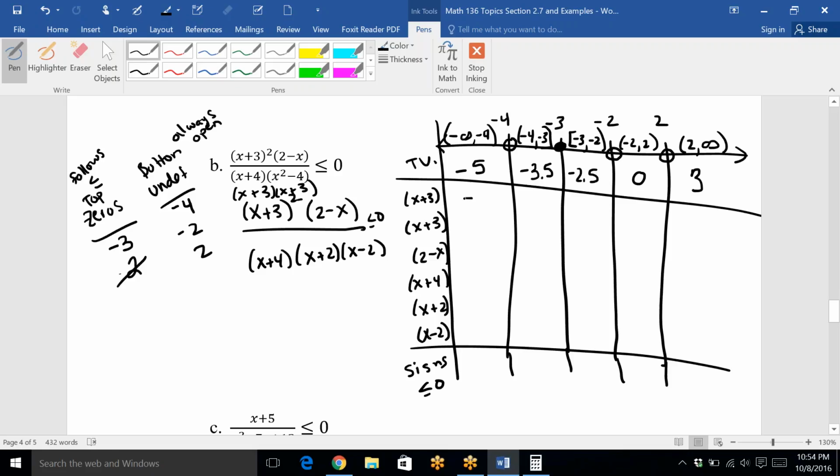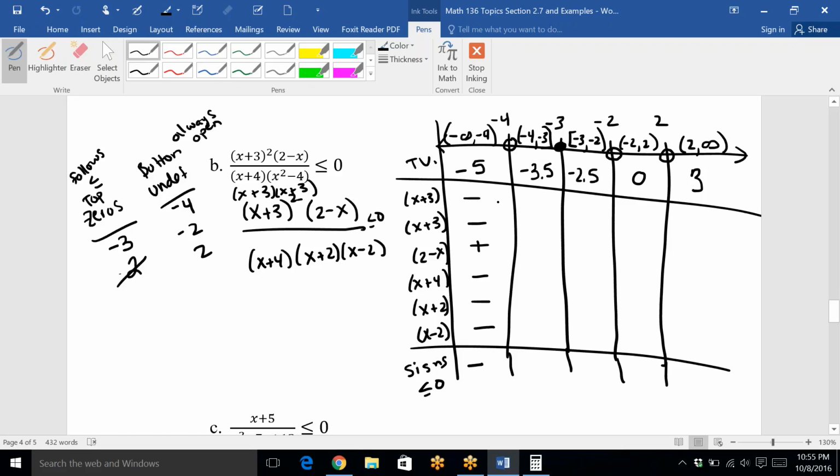-5 plus 3 is negative overall. -5 plus 3 is again negative. So notice, because it's being squared, it kind of cancels itself out, but we still need to think about it. Be careful here. 2 minus -5 would actually change it up to +5, so that's going to be a positive overall. -5 plus 4 is negative. -5 plus 2 is negative. -5 minus 2 more is also negative. So there are an odd number of negatives, which means the overall sign is negative.